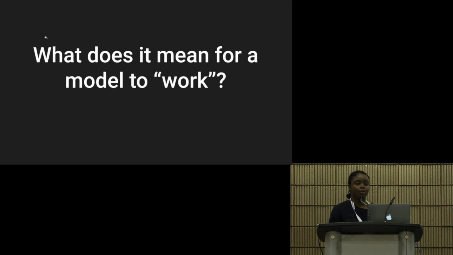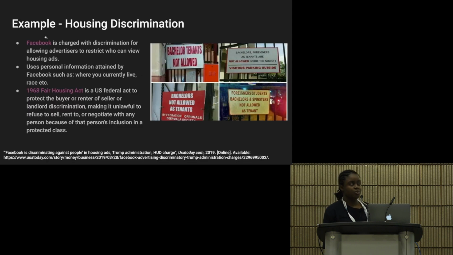So first, I want to ask the question, what does it mean for a model to work? What does it mean for a model to be functional? Is it just performing above 90% accuracy on a holdout validation set? Is that what it means for a model to work? I'm going to talk about a couple of cases where that's true, but it doesn't work.